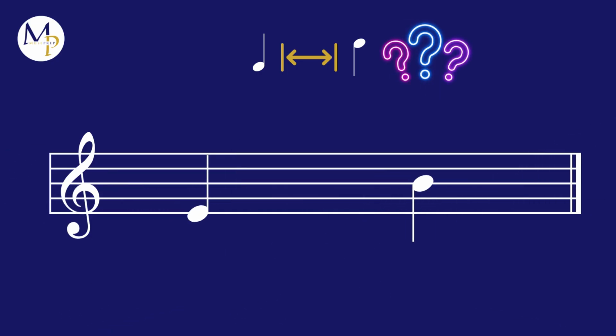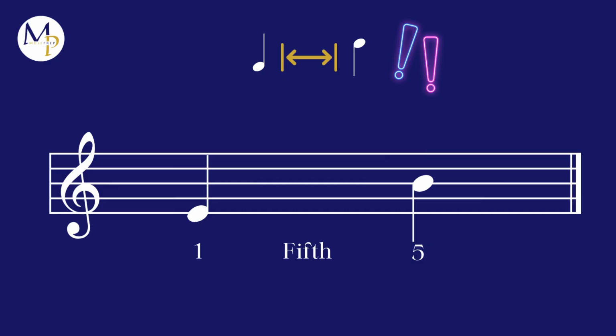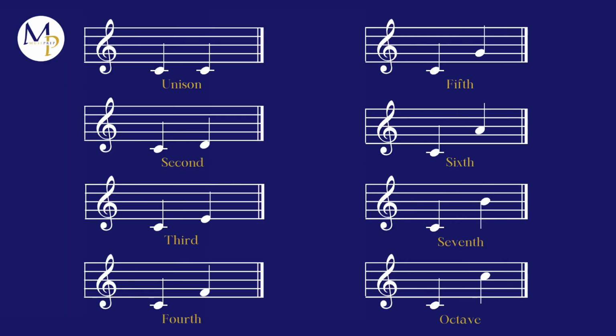And what about E and B? Count E, F, G, A, and B, 5 notes, so it's a fifth. Here you can see all the intervals up to the octave, starting from middle C.